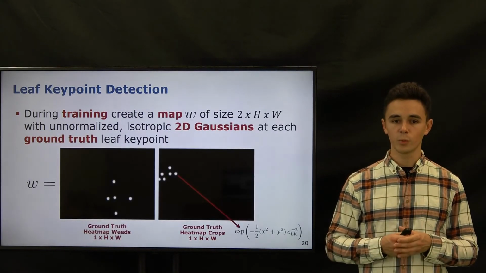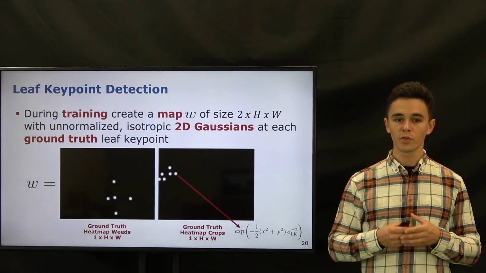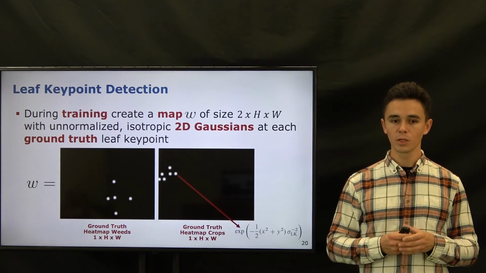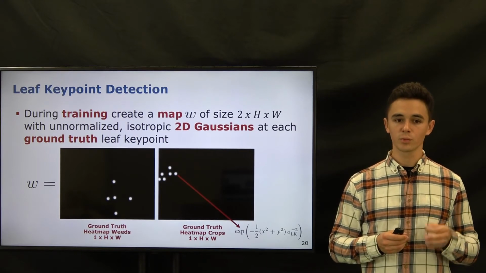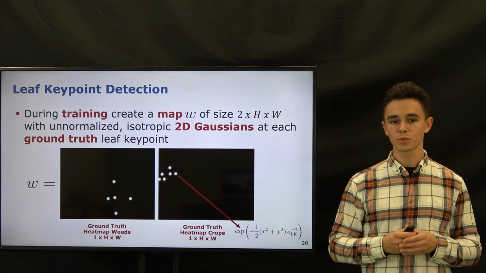During training of the network, we first create a weight map W with unnormalized isotropic 2D Gaussians at each ground truth leaf key point position, which stores a value of 1 at the ground truth position and lower values which are close by the ground truth position.